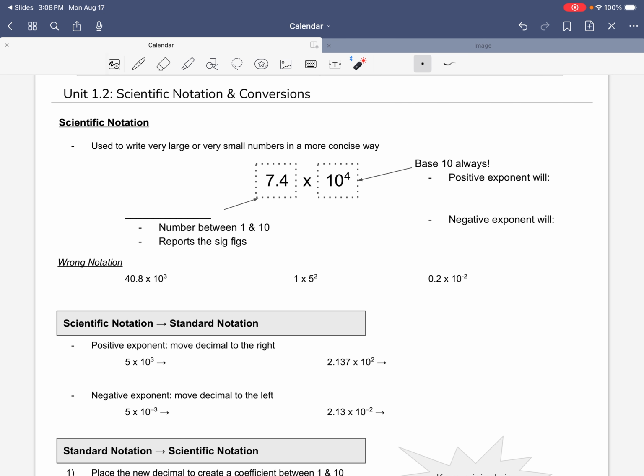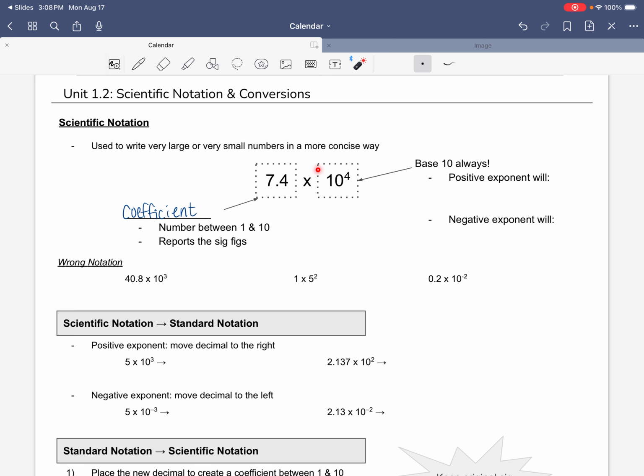So this first part of the number that we see that comes before the multiplication sign is known as the coefficient. In order for it to be in proper scientific notation, the coefficient does need to be a number between 1 and 10, but this also reports the sig figs. We've already had a little bit of practice with identifying the number of sig figs in a scientific notation number, so that coefficient lets us know how many sig figs are being utilized in this measurement. For this example, because we have 7.4, we would report 2 sig figs.